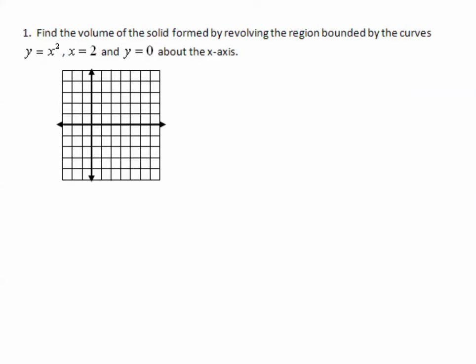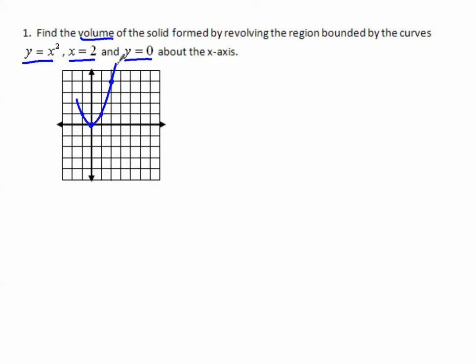Let's take a look at the first example that I've given to you on your paper. Let's sketch out what this is describing and see what the picture tells us. Find the volume of the solid formed by revolving the region bounded by the curves y equals x squared, x equals 2, and y equals 0 about the x-axis. So let's first make a sketch of this region.